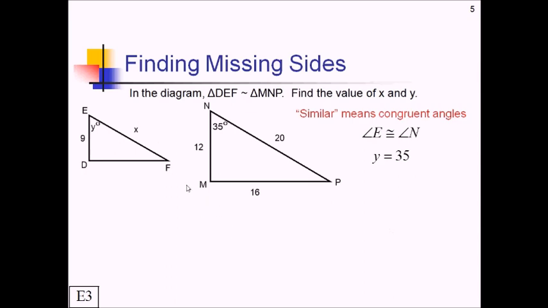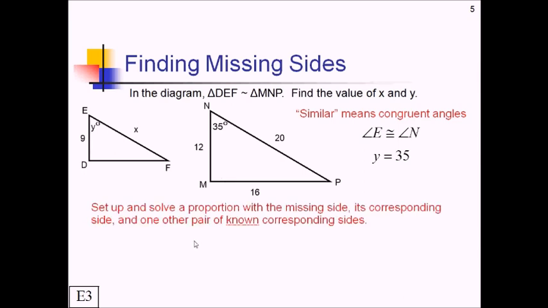So because the sides of similar figures are proportional, that means we can actually set up a proportion between the sides. That's really what proportional means mathematically. So the way we're going to do this is to set up and solve a proportion that has the missing side and its corresponding side, and then one other pair of known corresponding sides. So for example, in terms of corresponding sides, we know that this x side and this 20 side go together. Now, how do we know that?